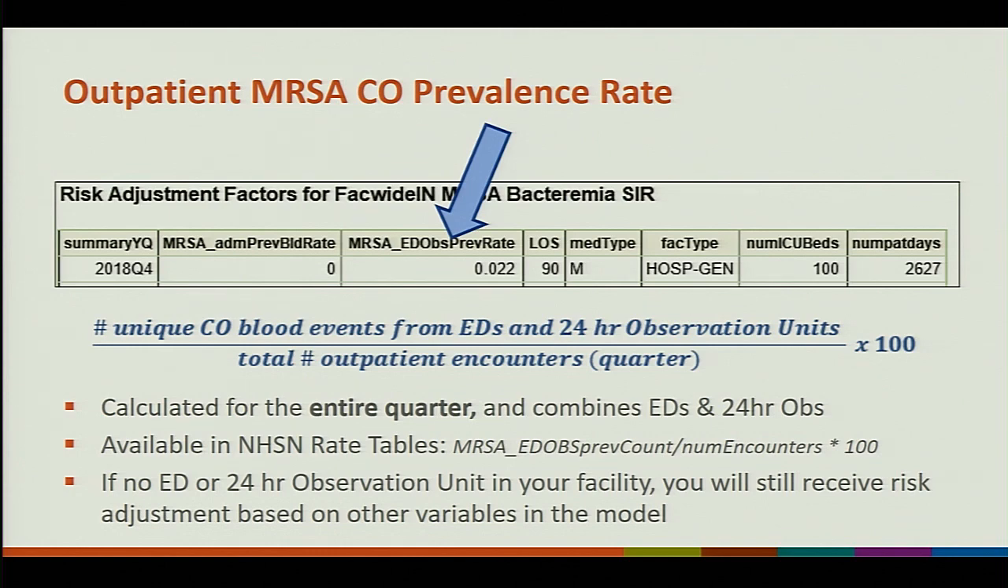And if you do not have an ED or a 24-hour observation location, that's okay. You will still receive risk adjustment based on the other variables in the model. But if you do have those units, it's extremely important that you confirm they are listed on your monthly reporting plan and they are mapped for your facility.